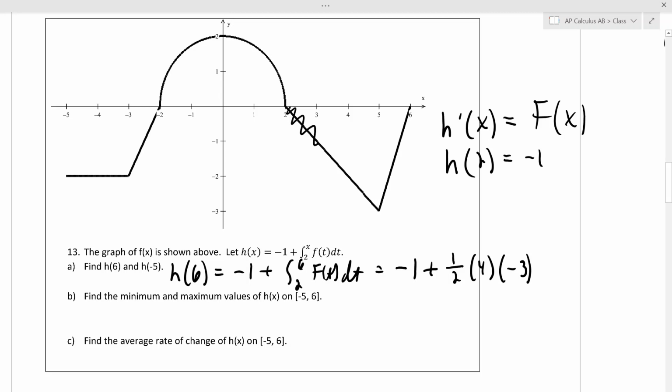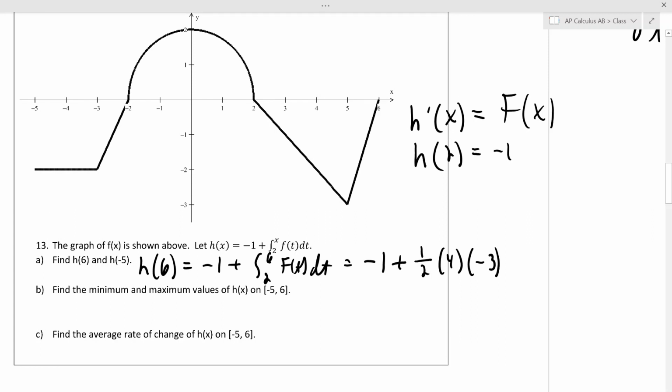So if h prime is negative on this interval from 2 to 6, then h is decreasing. That's our big rule. And how much is it decreasing? The area that's in there. So the area in there is 6. So it's -1 minus 6, which is -7. And we expect h of 6 to be less than h of 2, because h is decreasing from 2 to 6.